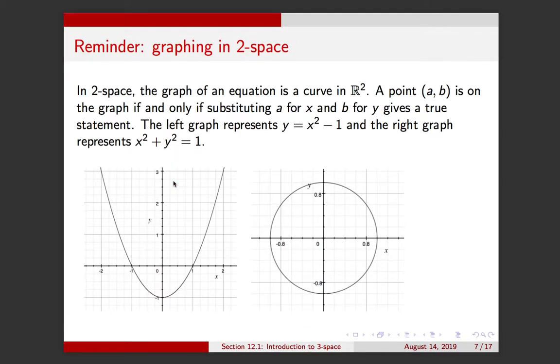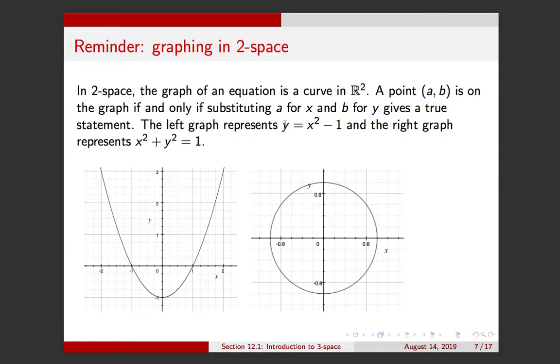Okay, so another reminder, how do you graph in 2-space? Well, in 2-space, the graph of an equation gives you a curve. This is something you are all intimately familiar with, I think, after having finished 2 calculus classes. And just recall, a point (a, b) is on the graph if and only if, when you substitute a for x and b for y, you get a true statement.